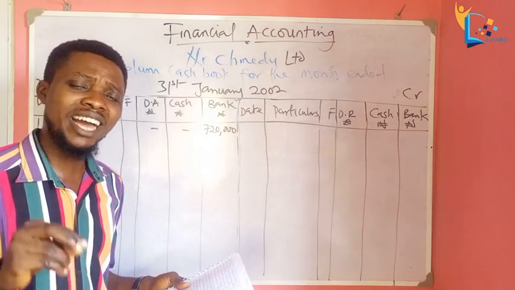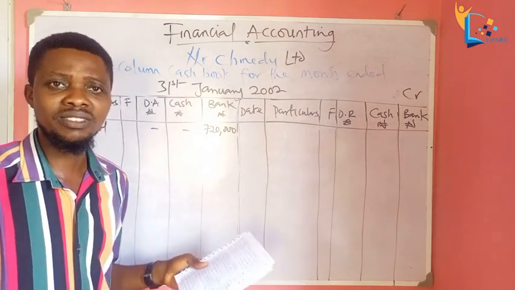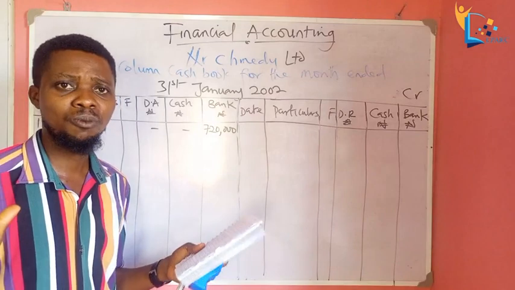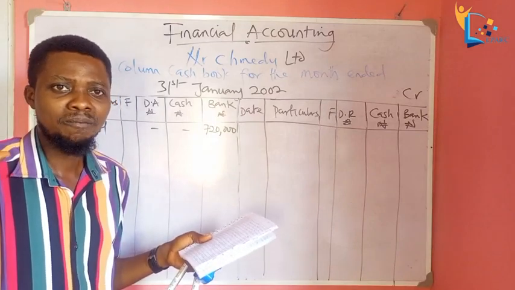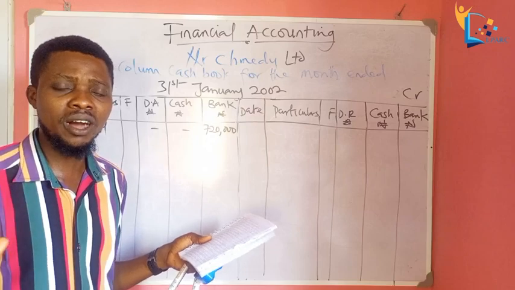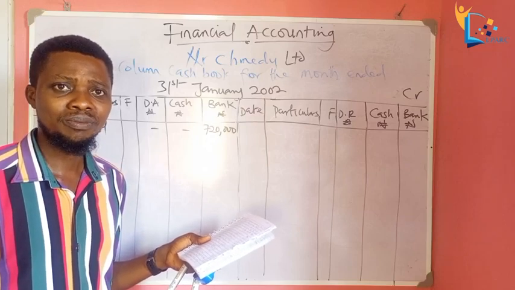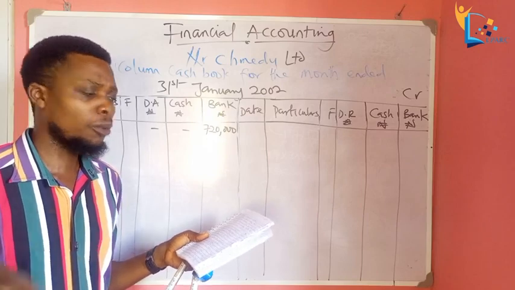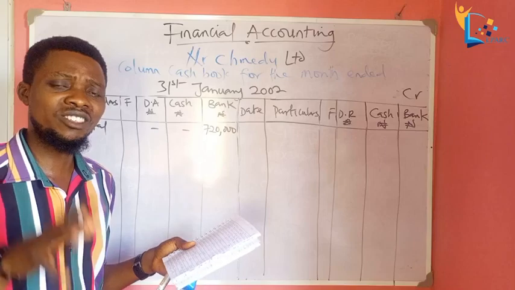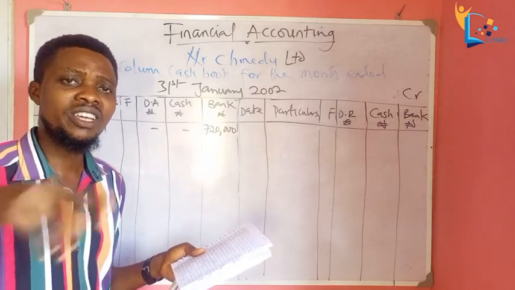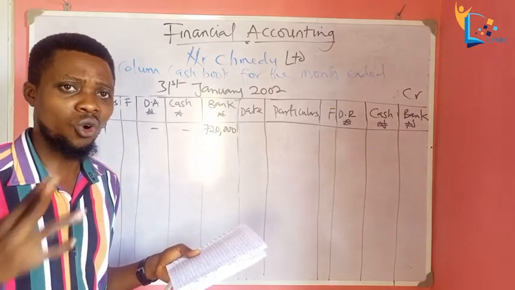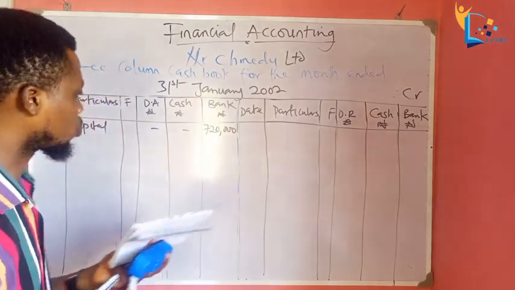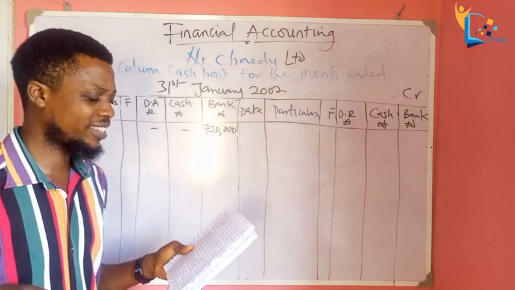When you withdraw for personal use, it's normal drawings and it will be credited on the cash book. It will be charged on the proprietor's account, personal account, equity, sorry. Do you understand? But withdrawing for office use is a contra entry because money is still within the business. It has not gone out. So now, how do you record a contra entry?